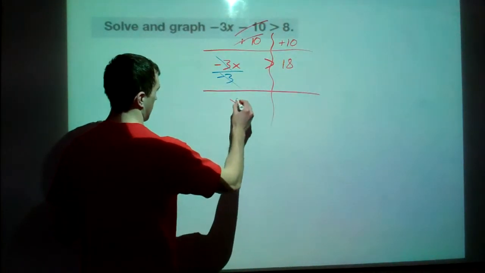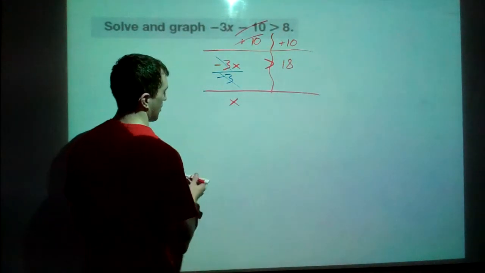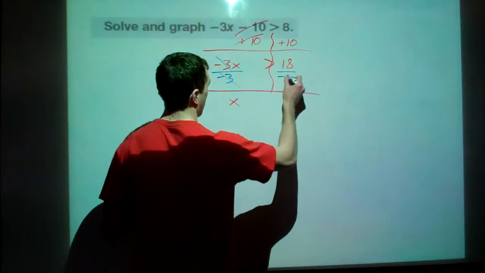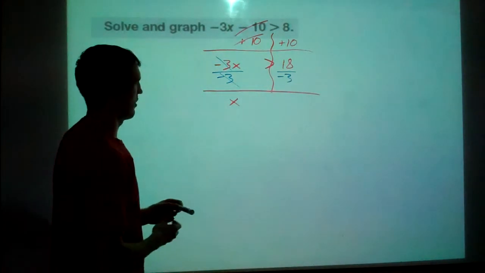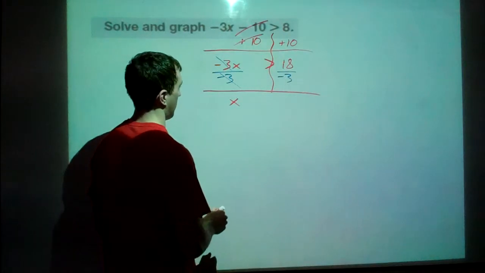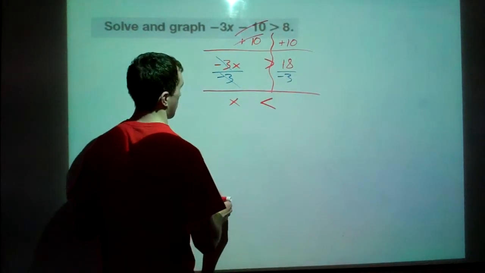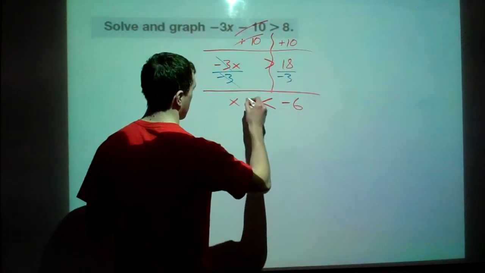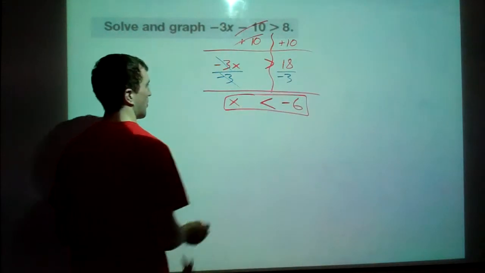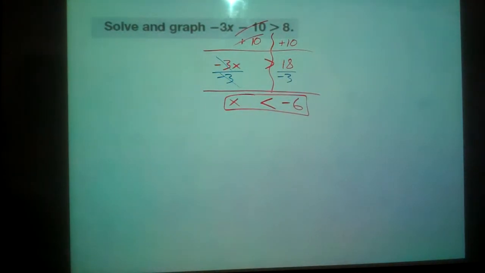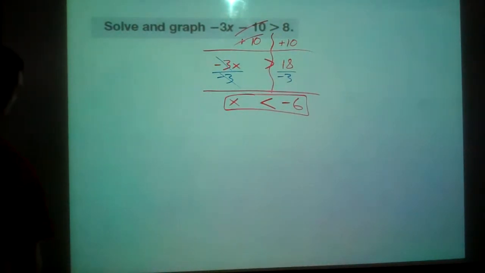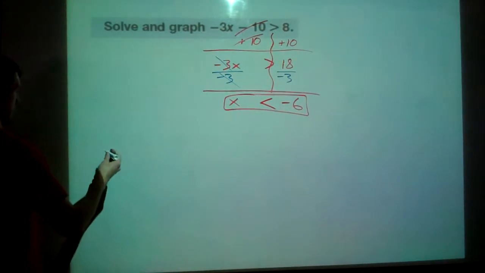Or 1x. I'm just going to label it x. Okay? And we also have to divide by -3 on this side. Whatever we do to one side, we do to the other. But now we're dividing by a negative, so this sign has to flip directions. Okay? 18 divided by -3 is -6. That would be our solved inequality. And they also want us to graph this, and then we're going to check and see if we're right. Okay, so let's graph it.